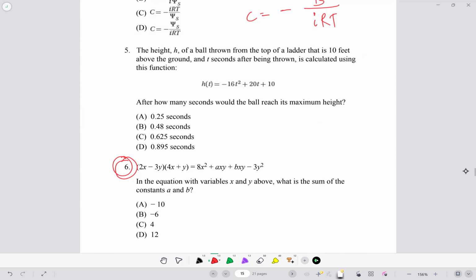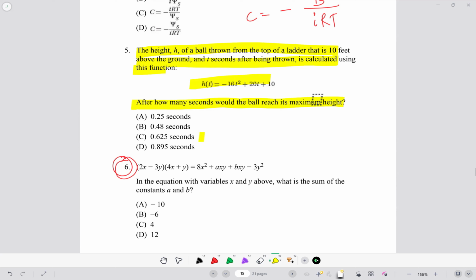No, not yet. Okay. We have done a similar problem like this just a couple of minutes ago. After how many seconds would be the ball's maximum height? The height h of a ball thrown from the top of a ladder that is 10 feet above the ground, t seconds after being thrown, is calculated using this function. So after how many seconds will the ball reach its maximum height?